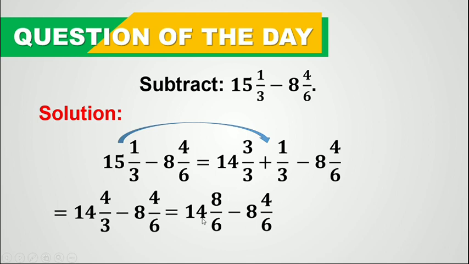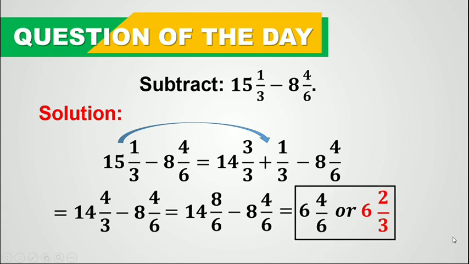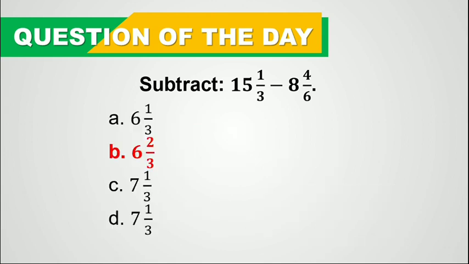Then subtract their whole numbers. So 14 minus 8, that's 6. And then 8 minus 4, that's 4/6. Copy the denominator. And then this is still simplifiable. So 6 and 2/3 because we only copy 6, and then 4 and 6 are both divisible by 2. So 4 divided by 2, that's 2. And 6 divided by 2, that's 3. So this is our answer for the question of the day. So therefore, the correct answer is letter B, 6 and 2/3.